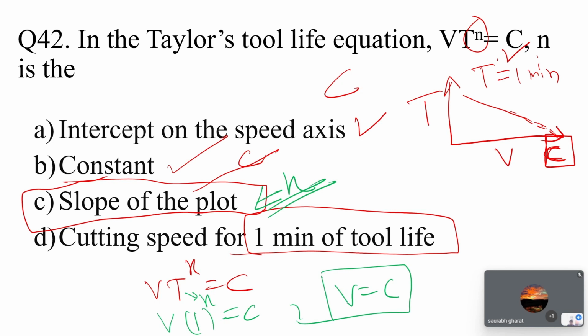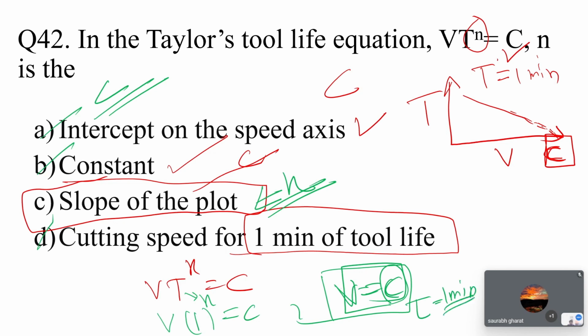So your V and our C is constant. So what is your C? All these, A, B and D, are for the C value. It's a multiple choice question. So your V and C are equal when T is equal to 1 minute. In Taylor's tool life equation, for 1 minute of tool life, you are cutting.